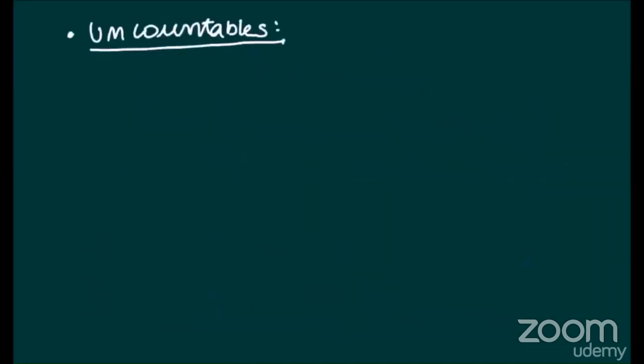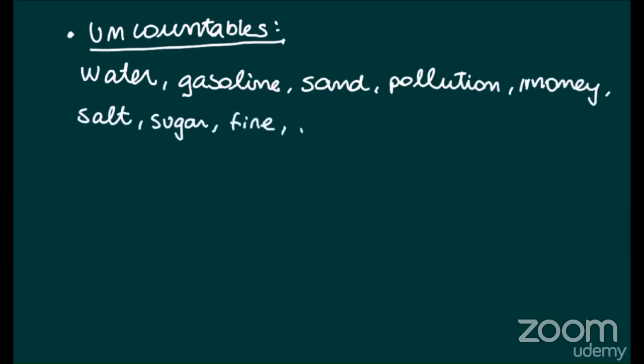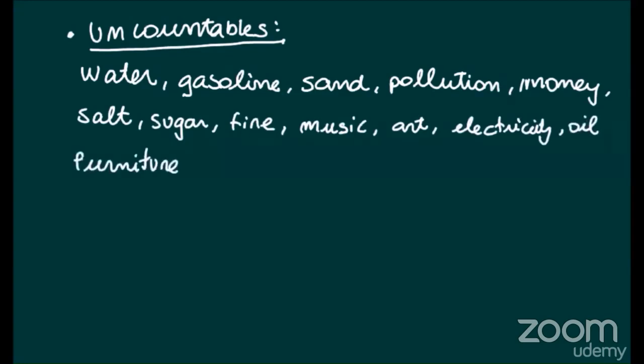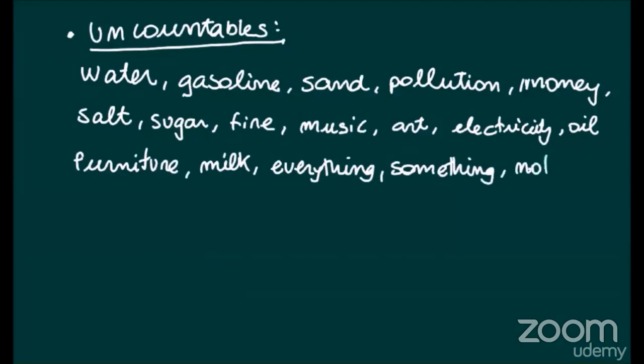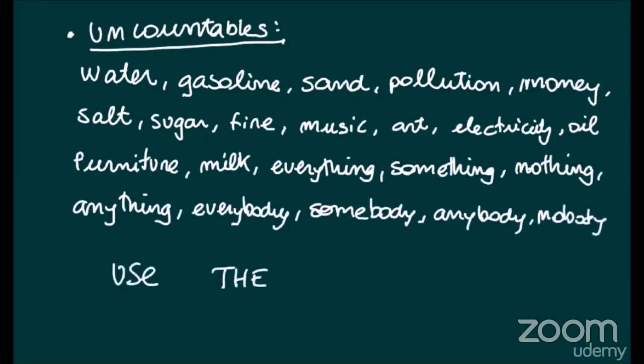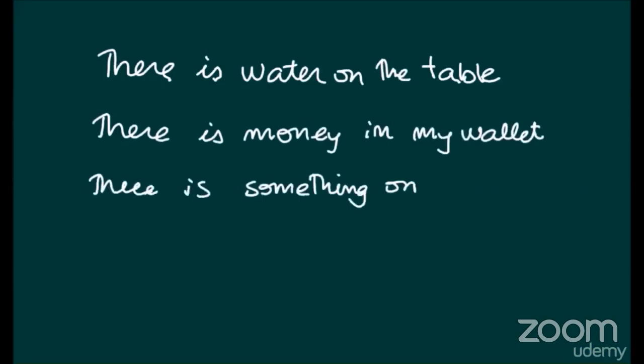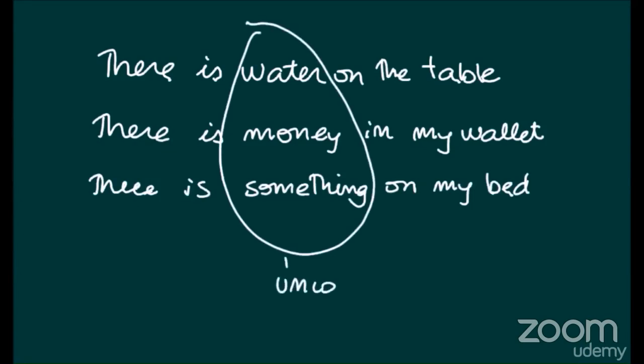When we want to say something that is uncountable, like water, gasoline, sand, pollution, money, salt, sugar, fire, music, art, electricity, oil, furniture, milk, everything, something, nothing, anything, everybody, somebody, anybody, nobody, we use there is. For example, there is water on the table. There is money in my wallet. There is something on my bed.